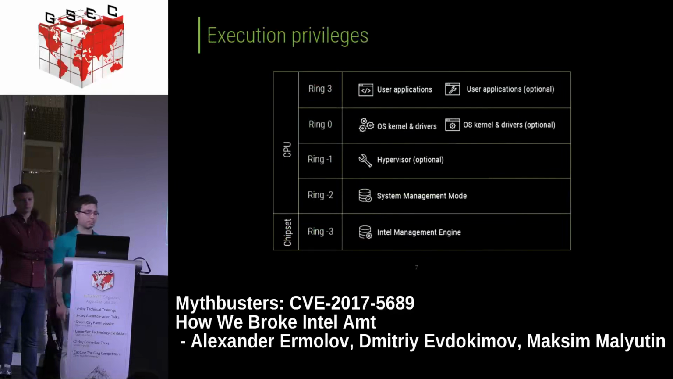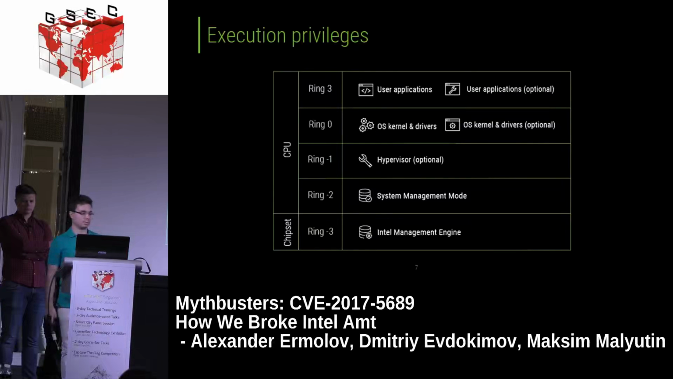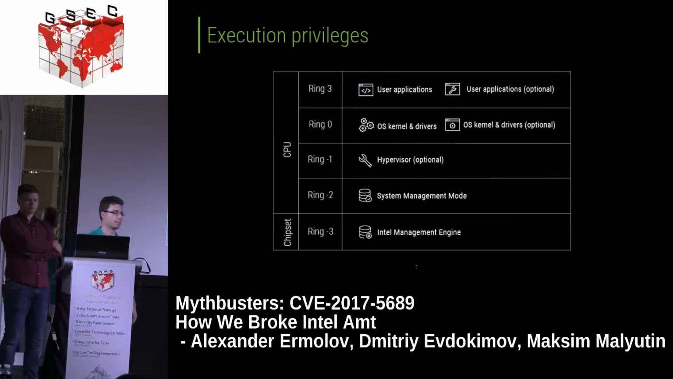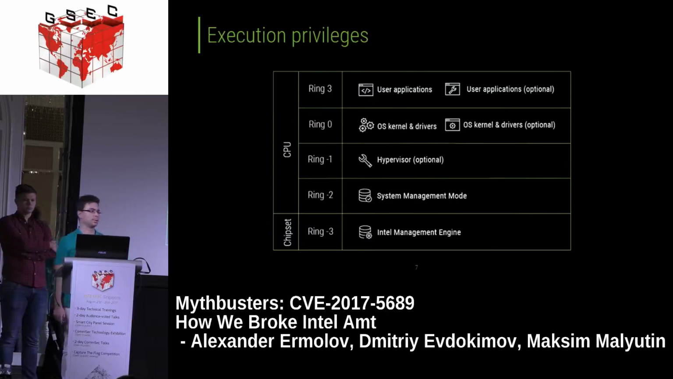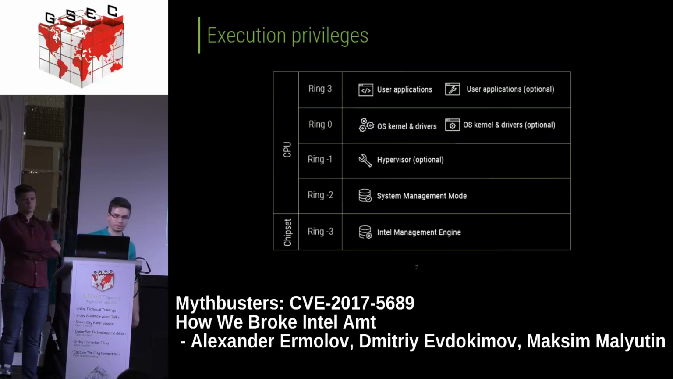Any program code that is running on the system is executed in one of these CPU protection rings. We have ring 3 with user applications having the least amount of privileges, and the most privileged mode for the CPU is ring -2, system management mode. Such code is executed from hidden space in DRAM called SMRAM. It is not seen at any other level.